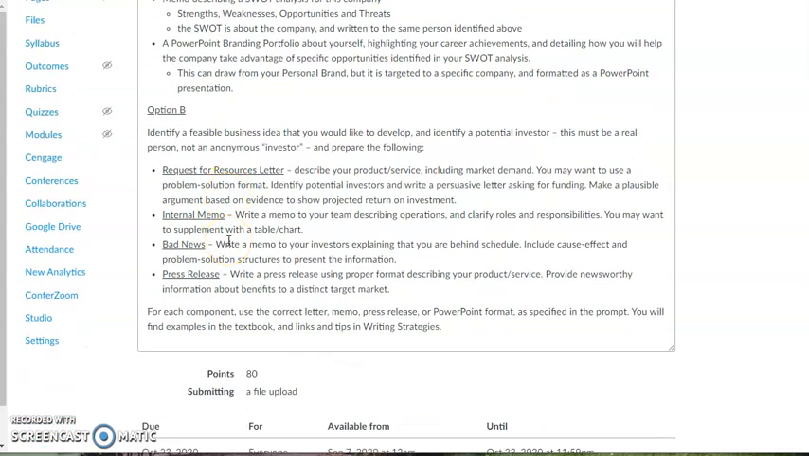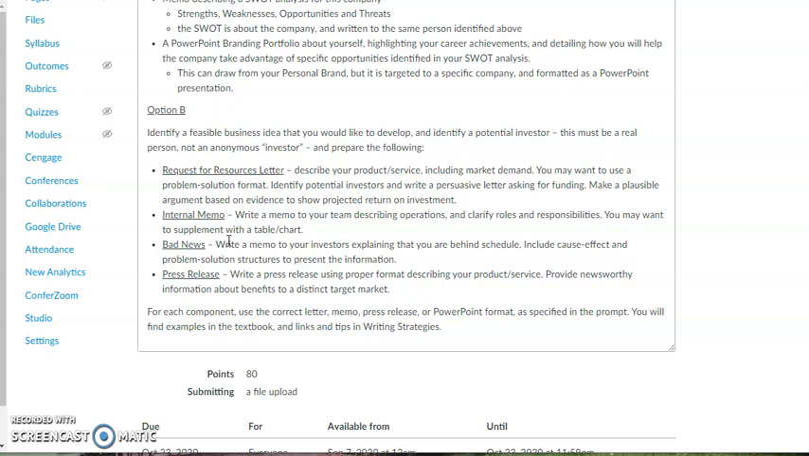Option B is assuming that you want to work for yourself. And so we're going to take a more entrepreneurial approach in Option B. You're going to do also a letter of request, but in this case, your target audience, and again, it has to be a real person, is a potential investor. Don't just write a letter to some anonymous "Dear Investor." I'll take points off for that.